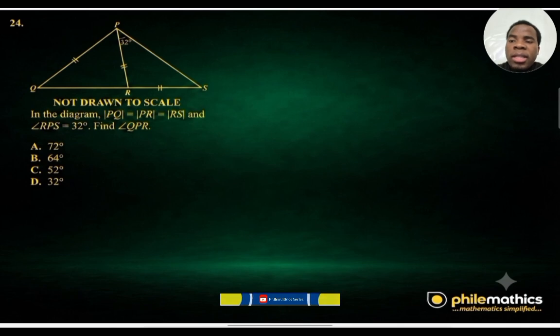It says in the diagram, length PQ equals length PR equals length RS, and angle RPS is 32 degrees. Find angle QPR. In questions like this, it's easier to start with the angle you know. So with the angle you know, you want to find out what other angles you can find using the theorems that you know.